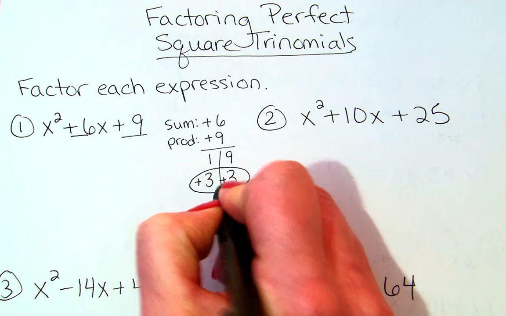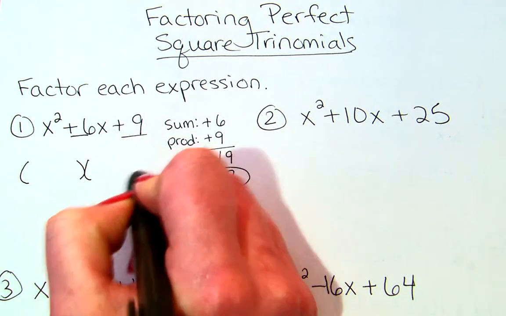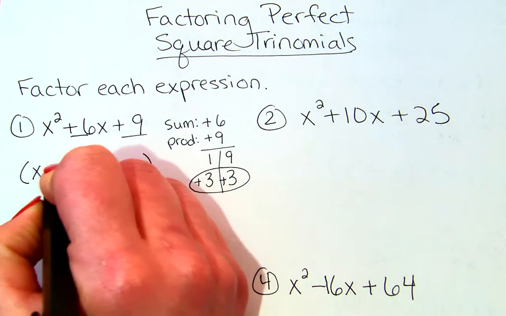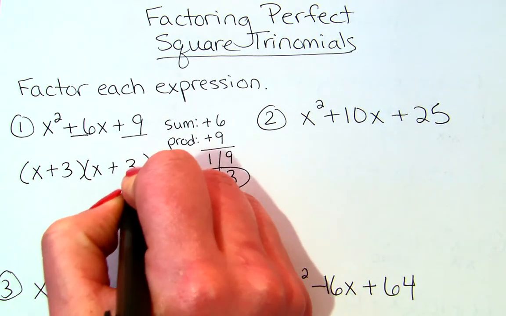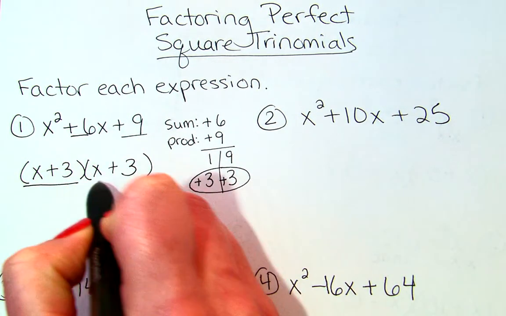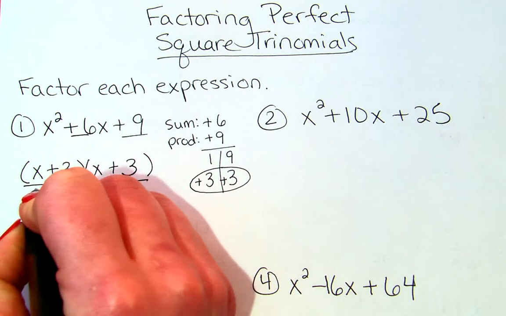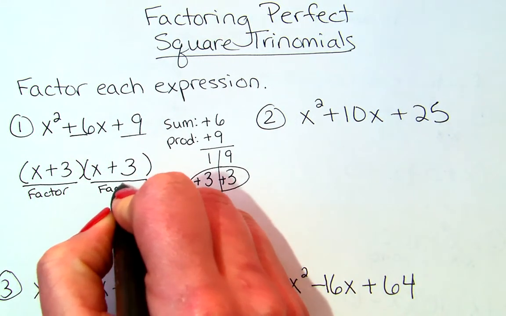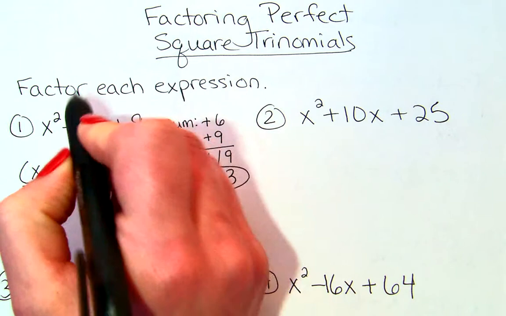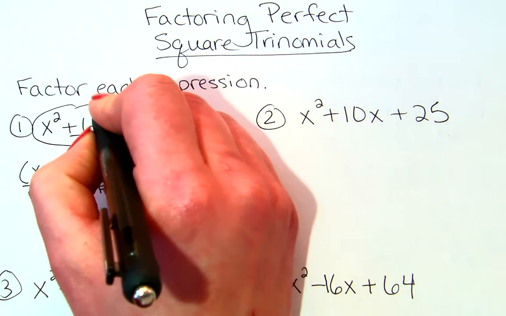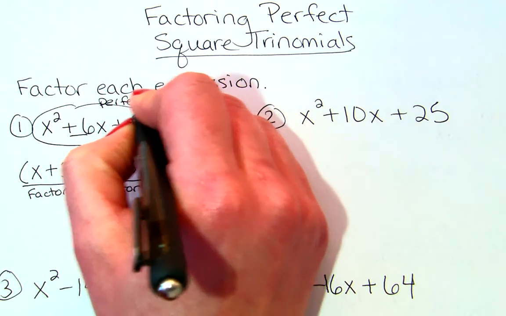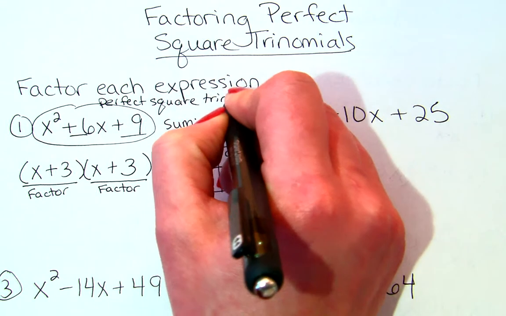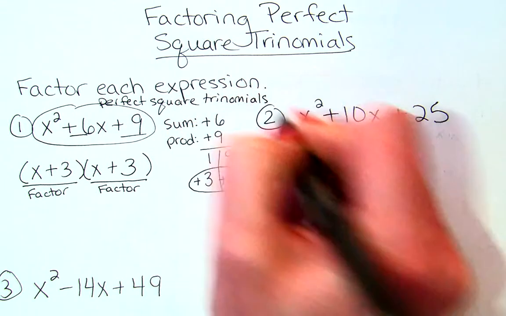They are both positive. So I set up my two sets of parentheses, and I have x, and now my two factors are plus 3 and plus 3. You'll notice that I have two identical factors. So this is a factor, x plus 3, and the other factor is also x plus 3. That means that this is a perfect square trinomial. Okay, because when I factored it, I wound up with two identical factors.